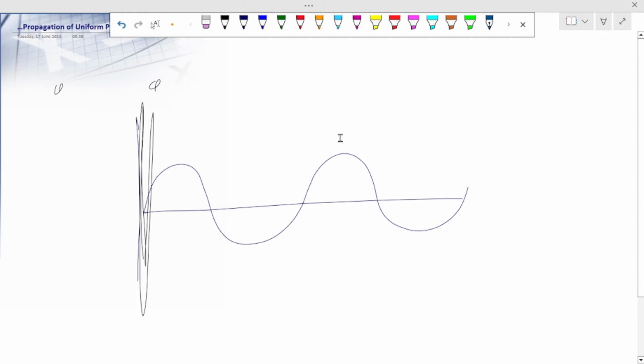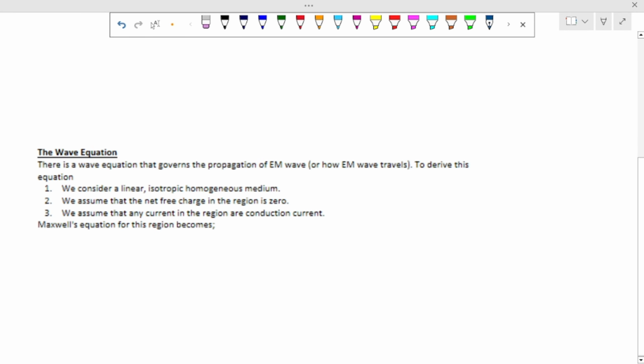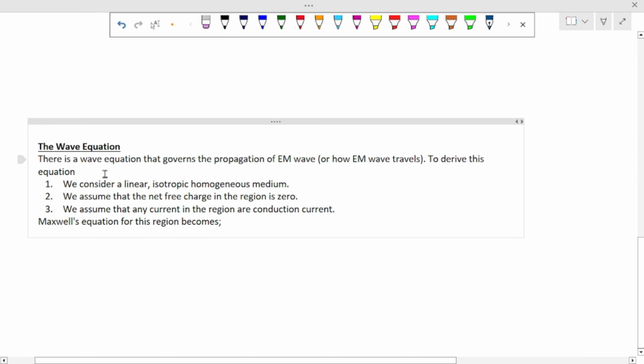To see how this is propagated through space, which of course includes the relationship between the electric and magnetic waves, we will need a mathematical expression to show how they relate. So we need a wave equation. Now, there is a wave equation that governs the propagation of electromagnetic waves, or how electromagnetic waves travel.